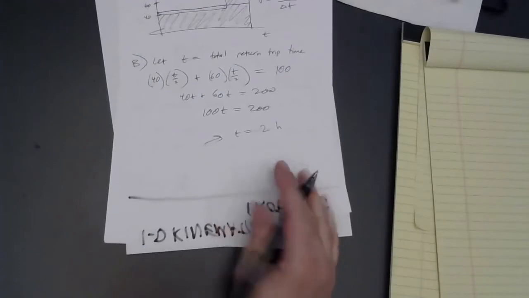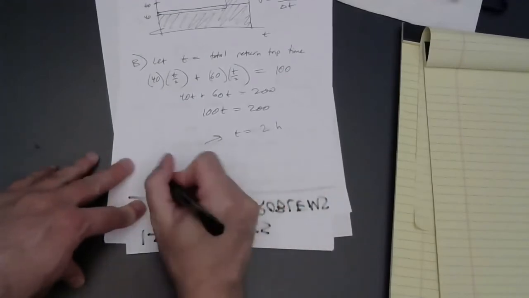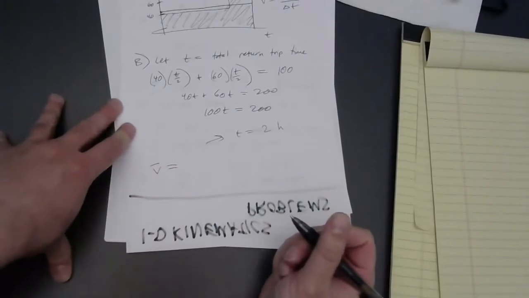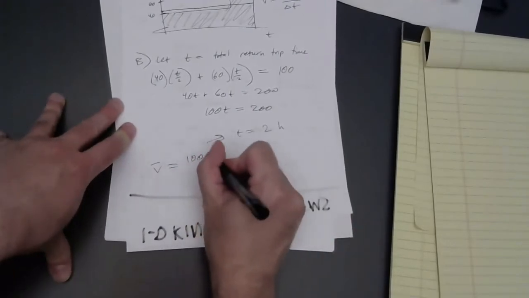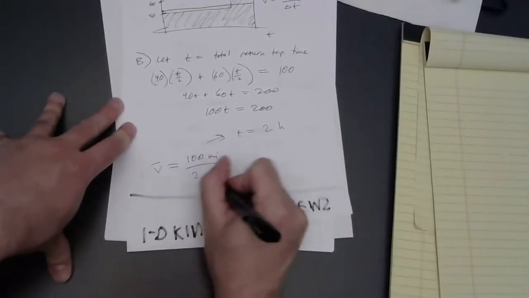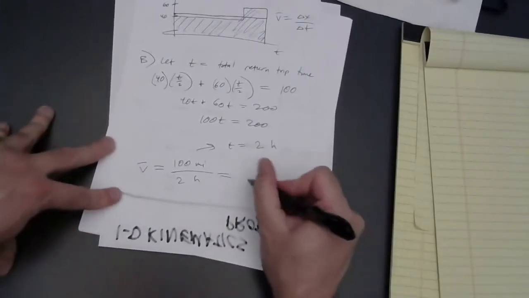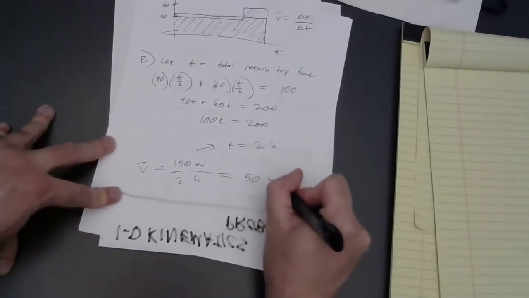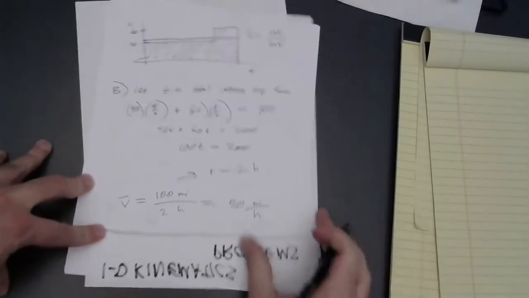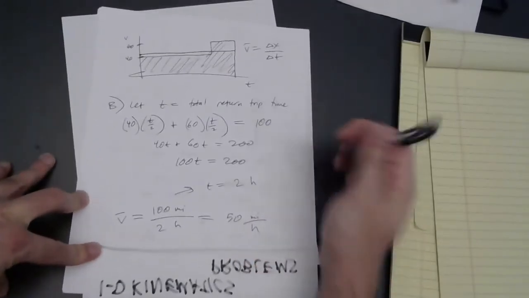And now we can go ahead and use this definition for average velocity again. The total displacement was 100 miles. She had to drive 100 miles to get home, but she did so in 2 hours. And now the velocity really is the arithmetic mean of the two speeds. It's 50 miles per hour. Could we also see that graphically?